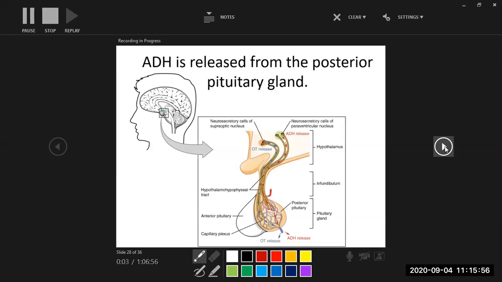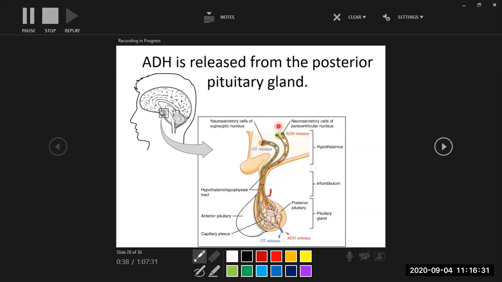Just to give you a visual idea, where is that? The ADH is released from the pituitary gland. In the pituitary gland, we have the anterior and the posterior. The posterior basically releases two major hormones. One is the ADH, the other one is oxytocin. We're not talking about this one here, but in the next chapter, we will talk about it in the endocrine system. And here, they directly connect with the hypothalamus.